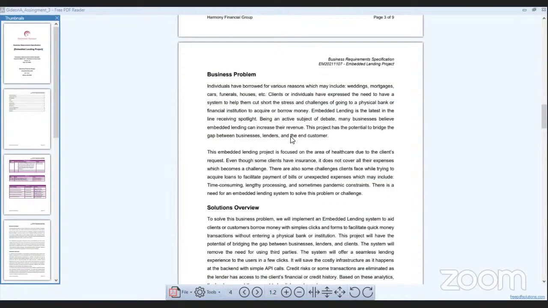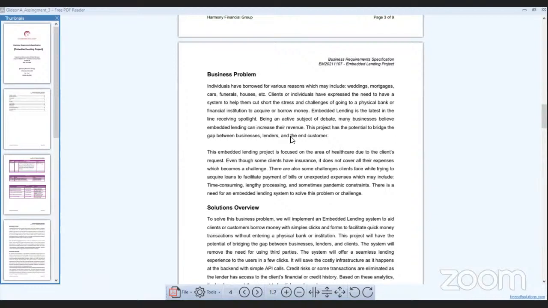Okay, so let's go to the business problem. Individuals borrow for various reasons, which may include weddings, mortgages, cars, funerals, houses, and a whole lot. Clients or individuals have expressed the need to have a system to help them cut short the stress and challenges of going to a physical bank or let's say a financial institution to borrow money. Embedded lending is the latest in the line of receiving spotlight. Being an active subject of debate, many businesses believe embedded lending can increase their revenue.